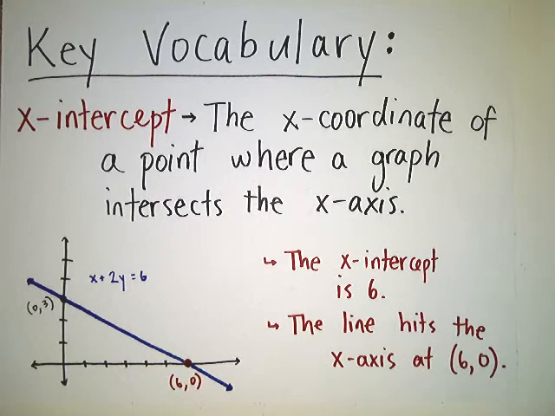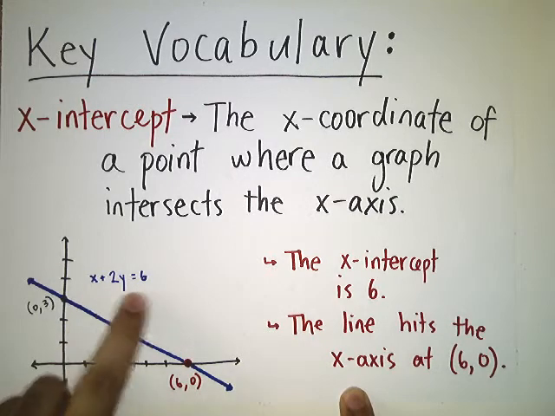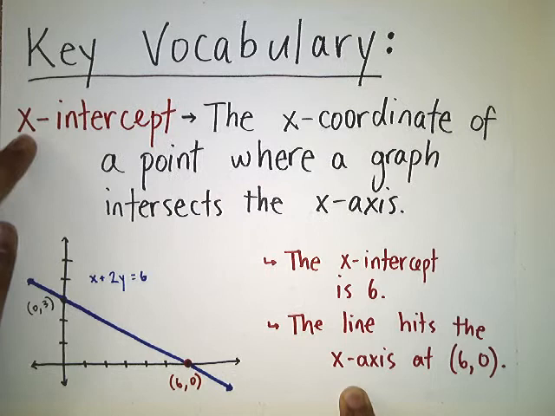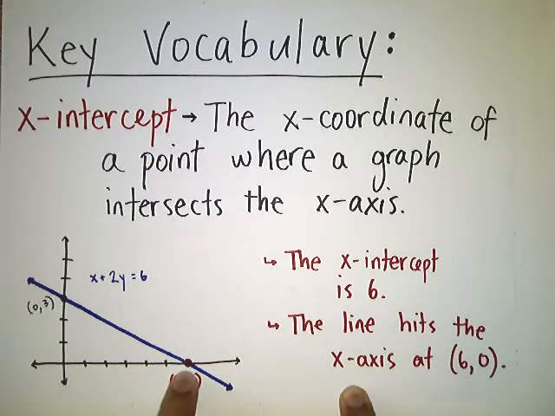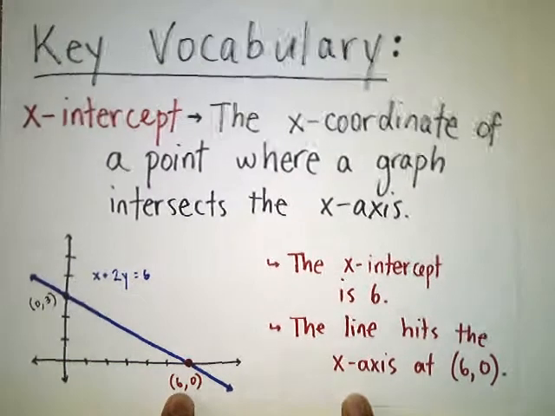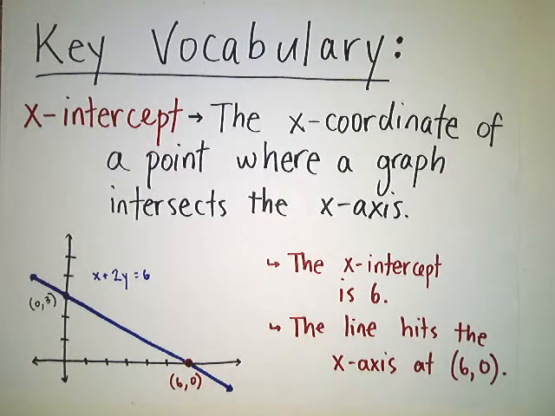The first one of those words is the x-intercept, of course, and the x-intercept is just the x-coordinate of a point where a graph hits the x-axis, where a graph intersects the x-axis. So if you look at this graph right here, this is the line x plus 2y equals 6. The x-intercept, in other words, the point where the line hits the x-axis, is right here at (6, 0). So what we'd say is the x-intercept is 6. And we'd say that the line hits or intersects the x-axis at (6, 0).